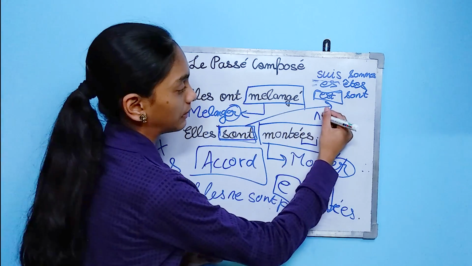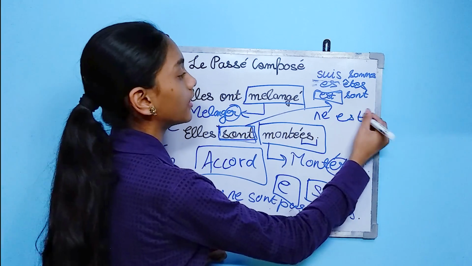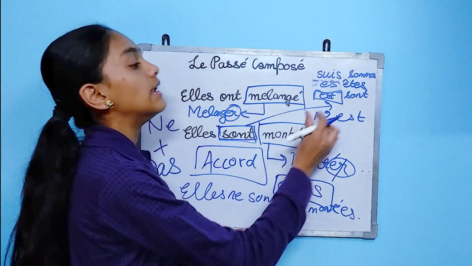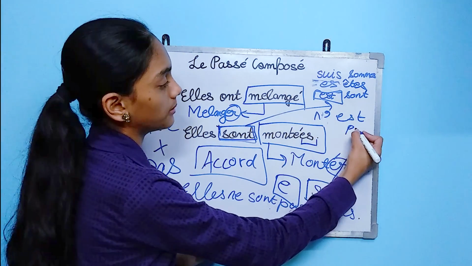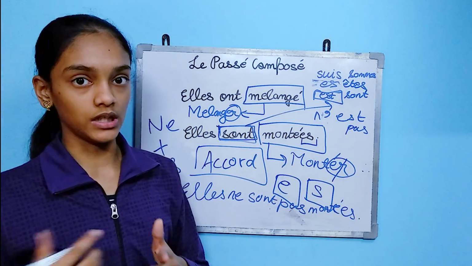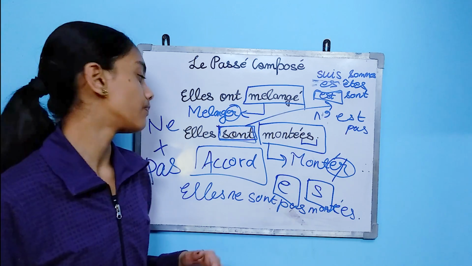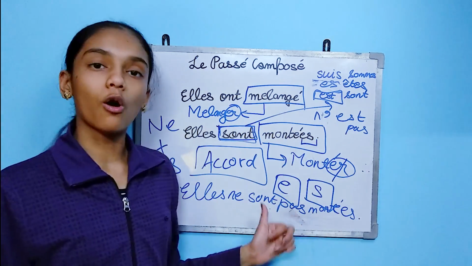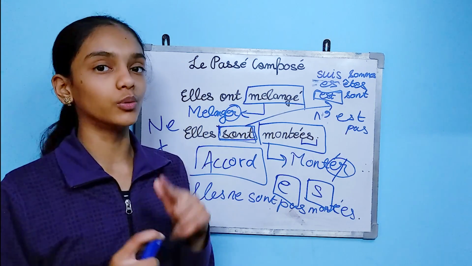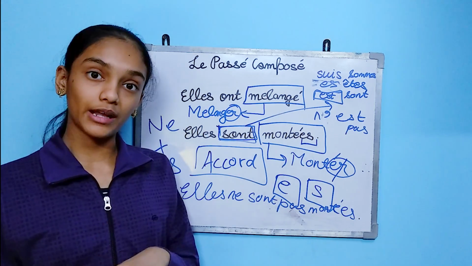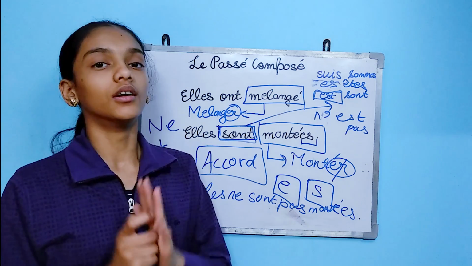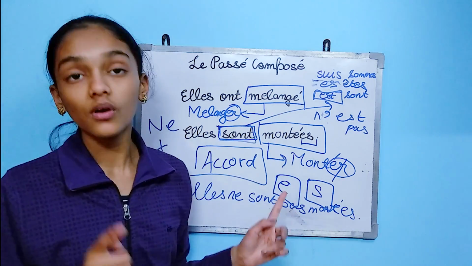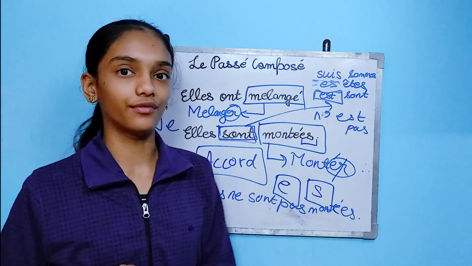It would not be written like this, ne est. The E would get cancelled. It's a rule, and it would become like this, n'est pas. The pas would be placed after it. N'est pas devenu. Il n'est pas devenu. And if it was elles sont montées, it will become elles ne sont pas montées. And that is how you do the negation. We place the ne and pas around the être conjugation. So that is how you do negation in passé composé, and also remember to do accord in être verbs.